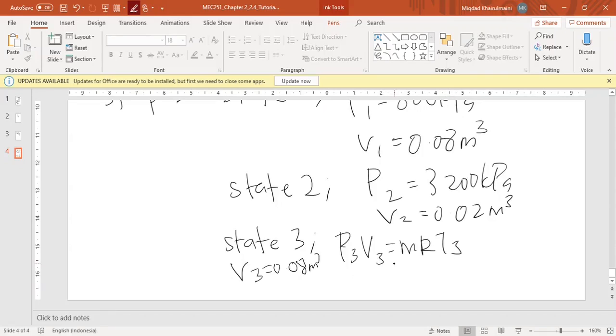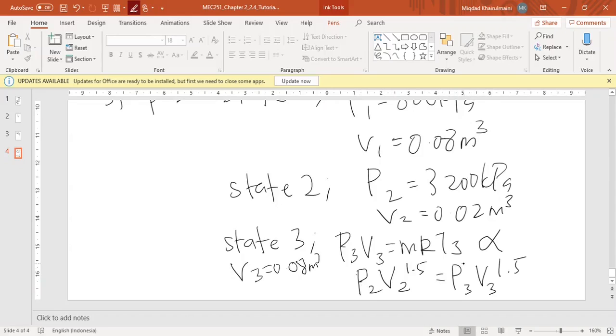So what's the other option? The other option is the process equation. For state 2 and state 3, the process is a polytropic process. So we can use P2 V2 to the power 1.5 equals P3 V3 to the power 1.5. So we have P2, we have V2, we have V3, only P3 remaining.